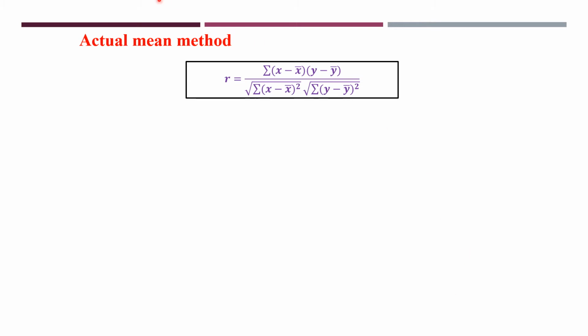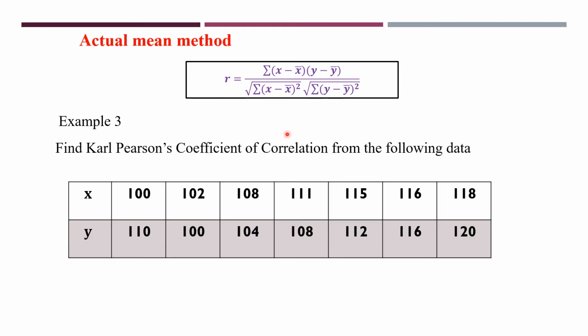Now, the actual mean method. Actual mean means we have to calculate the actual mean of x and y, and then substitute in summation x minus x bar, y minus y bar and these values. So actual means are to be calculated for this method. Again, for example, finding the Karl Pearson's coefficient of correlation. Again, you're given x and you're given y. So first step is we want x bar. X bar is the mean of x.